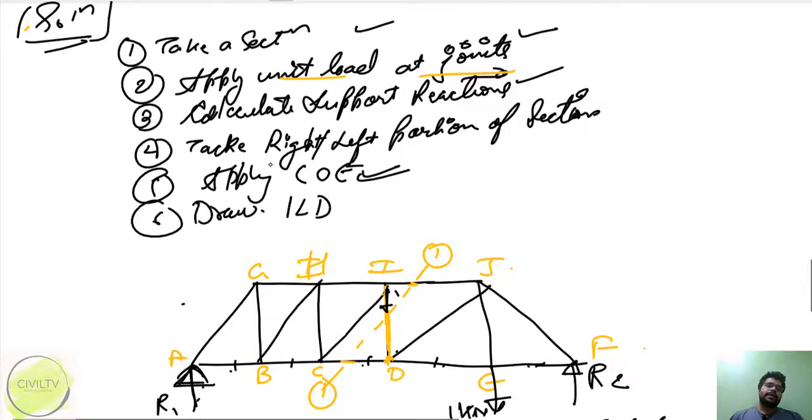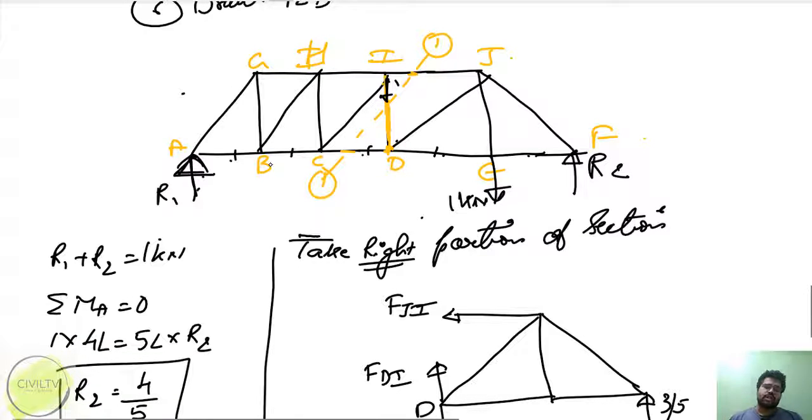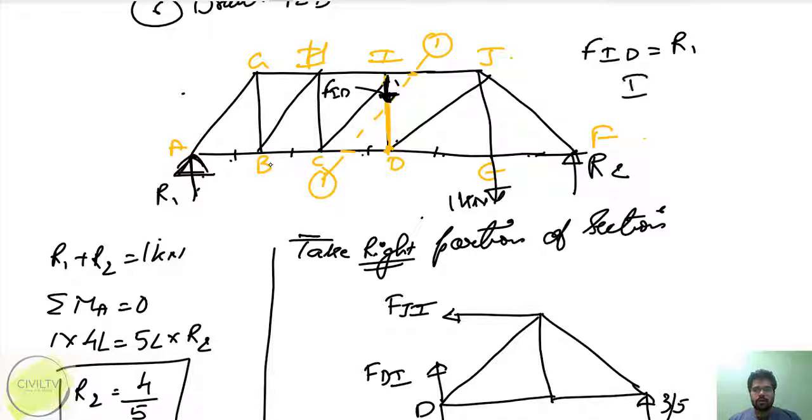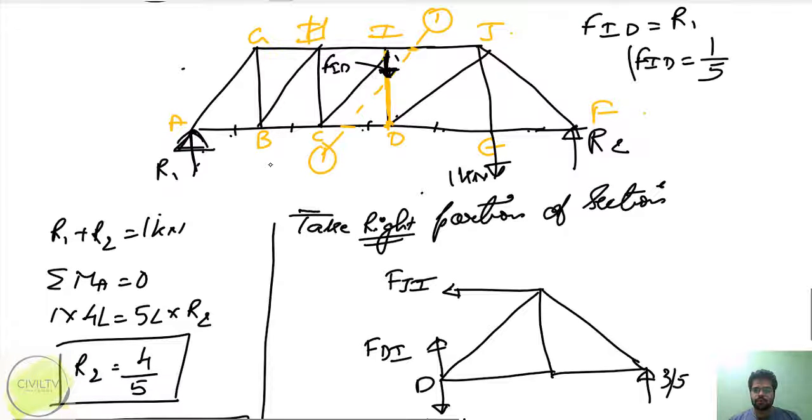My next step is to take the right or left portion of this section. I'll take the right hand portion, but you can also take the left hand portion. It will be one and the same thing. If you take the left hand portion, this force is FID, going downwards, and this R1 is going upwards. So FID equals R1, which is 1 by 5.